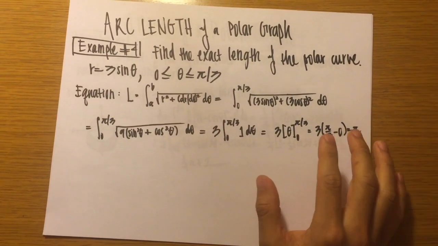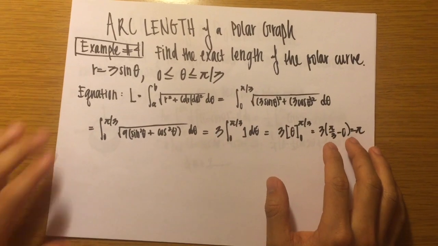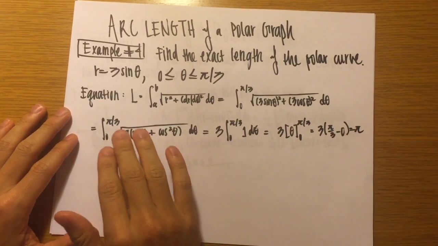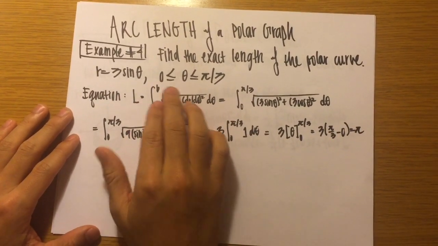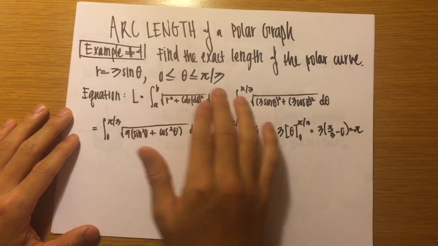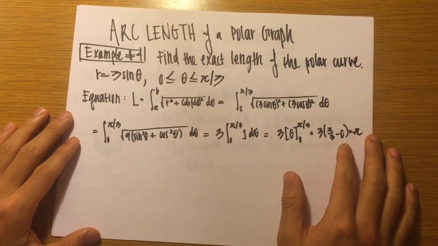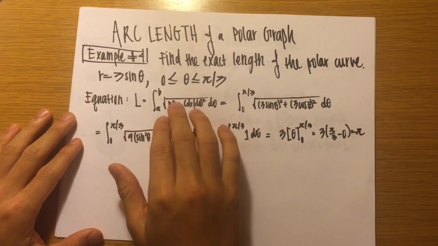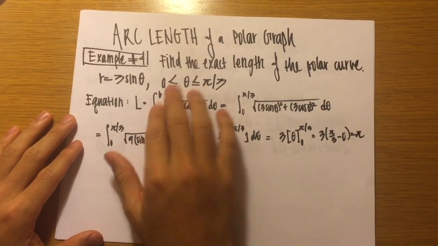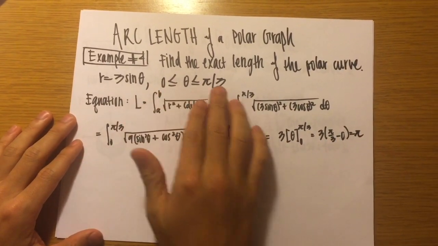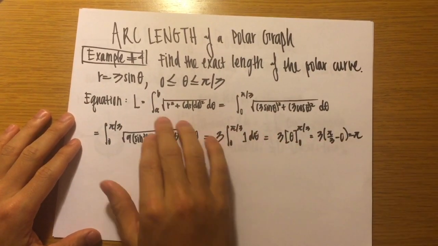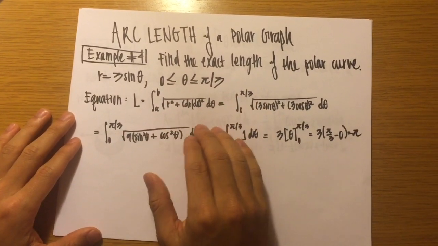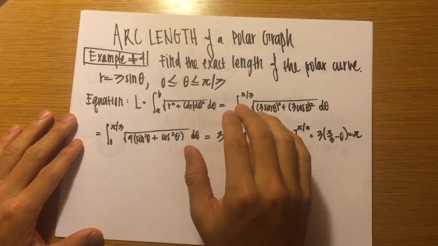This is the arc length of a polar graph. Example number 4 asks us to find the exact length of the polar curve r equals 3 sine theta, bounded from 0 to pi over 3, including 0 and pi over 3. Now the equation for the arc length is the integral bounded from the lower to upper boundary. In this case, it's 0 to pi over 3. And it's the integral of the square root of r squared plus the derivative of r, also squared, d theta.